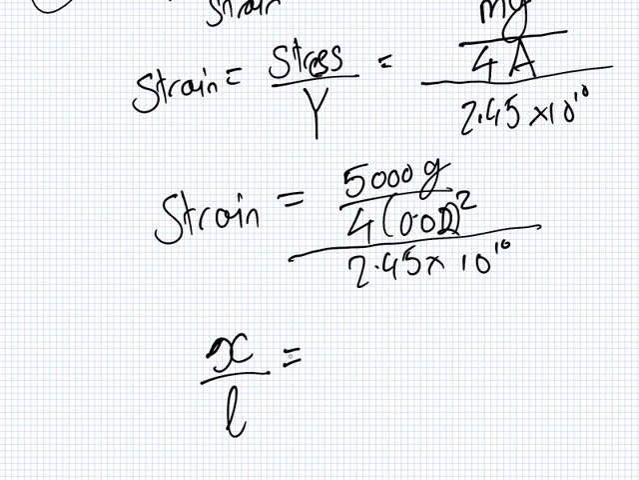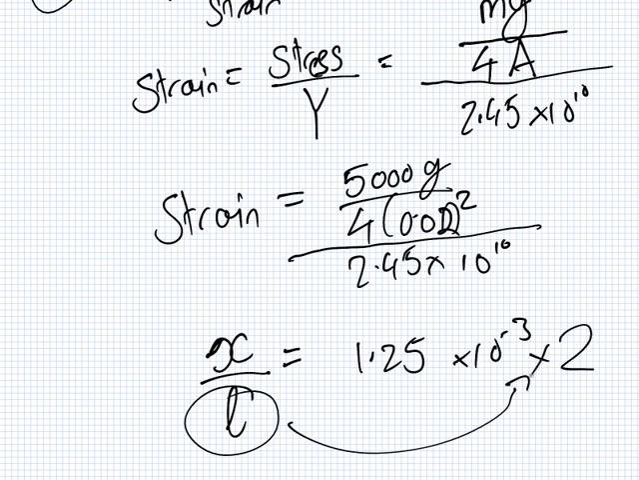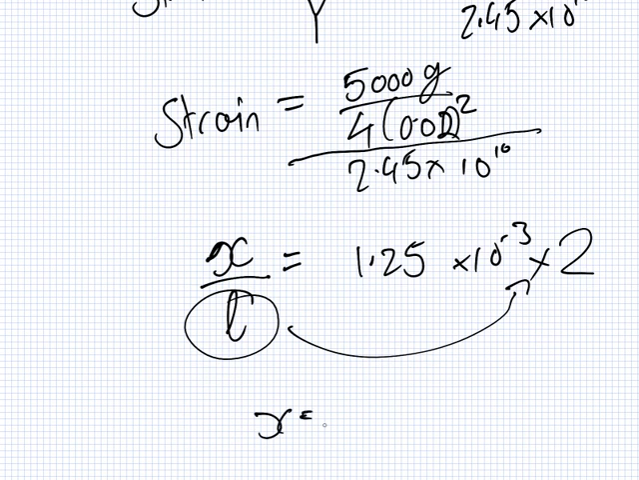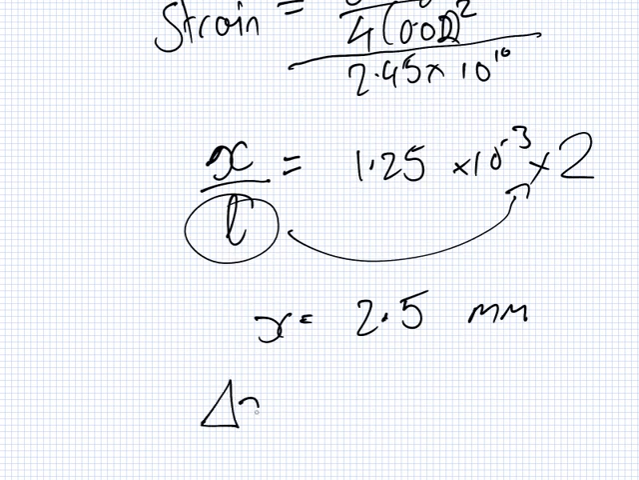Let's calculate this number on the right, though. On the right, you have a rather small 1.25 times 10 to the minus 3. What was the original length, though? 2. So if you bring that up, it becomes a 2. You can get the x. The x will be 2.5 millimeters. What was the extension originally? 2 millimeters. So the additional extension is half a millimeter. You don't want to be standing on this platform and feel it drop 2 centimeters, do you? No, you don't.